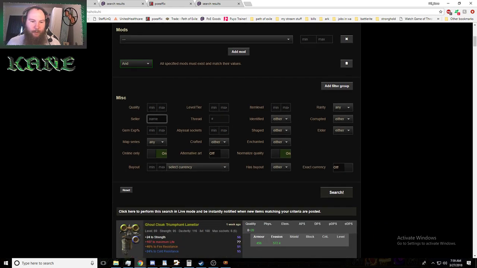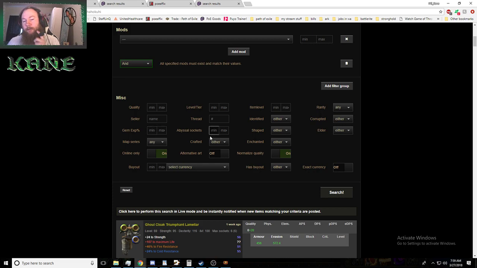The seller, the name, and the thread, I don't really use these. I'm not sure if anybody else does. Identified or non-identified. This is good if you want to complete a quest that says you need to identify or unidentify the item to do some of the achievements or something like that. Corrupted, yes or no. Pretty simple and straightforward there. This is gem experience. I haven't really used this. I don't think it applies too much, but I guess you could find a gem that's right on the cusp of leveling up, maybe a little bit cheaper.